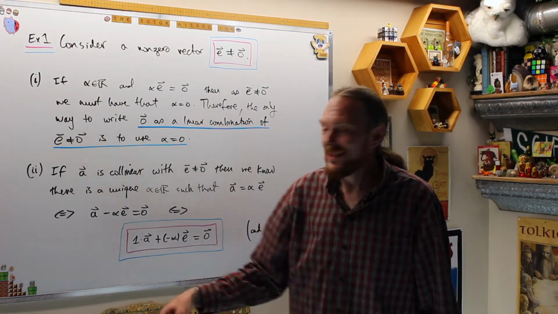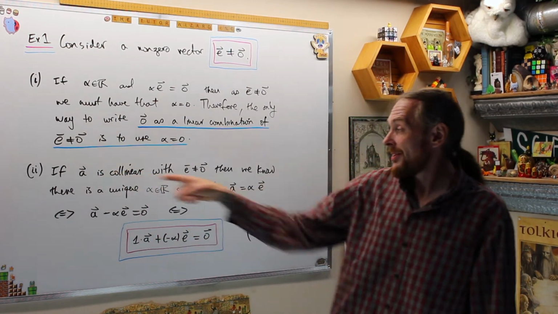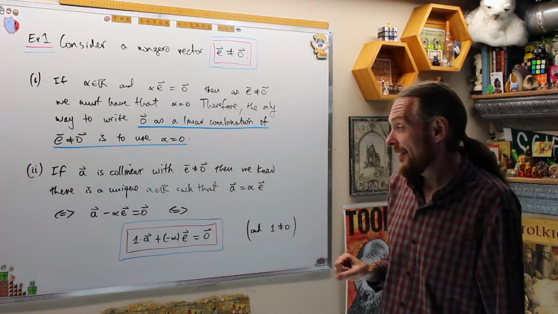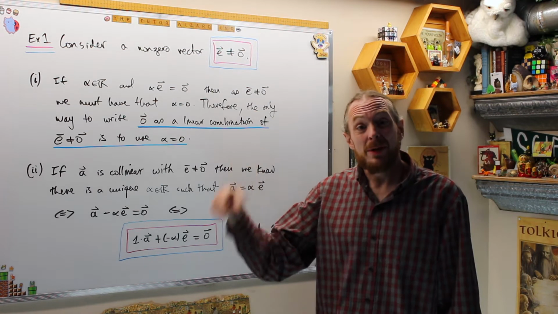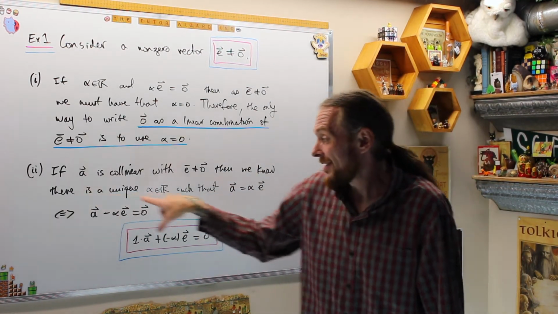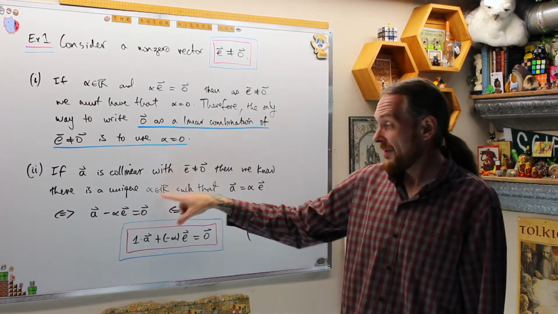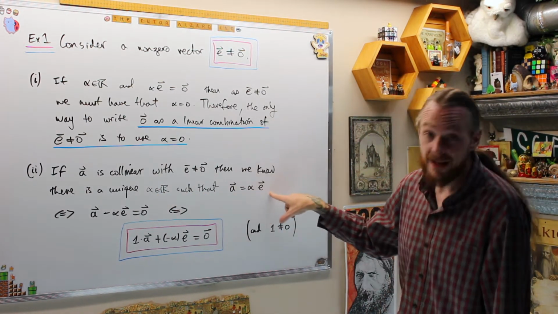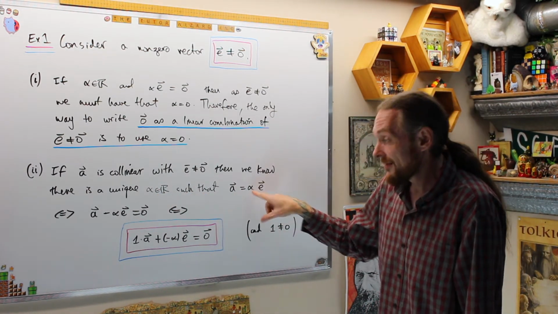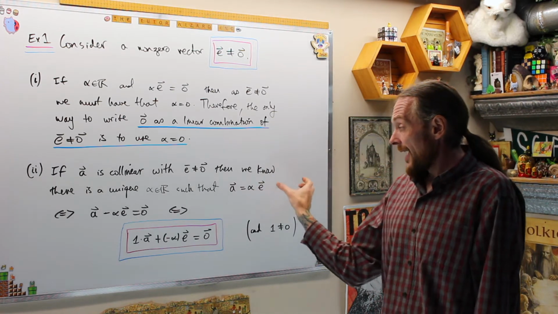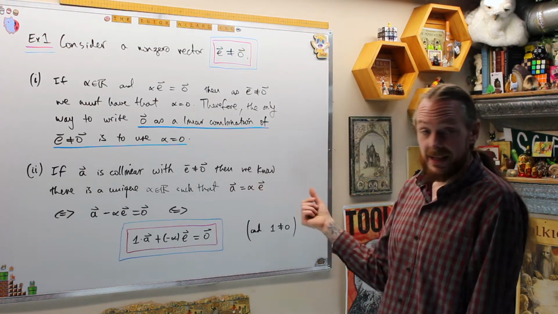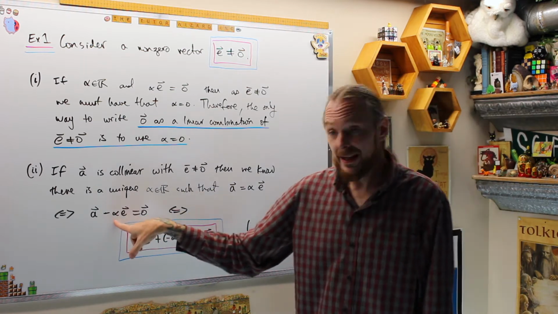Example 2 is going to point out, if I have any other vector A which is collinear with this non-zero vector E, then we know from video 3.3.1 that there's a theorem right at the beginning that says there's a unique alpha, which is a real number, such that A is alpha E. Because this is non-zero, what we can do now is add the negative of this to both sides, because this is a vector, and we get this guy.